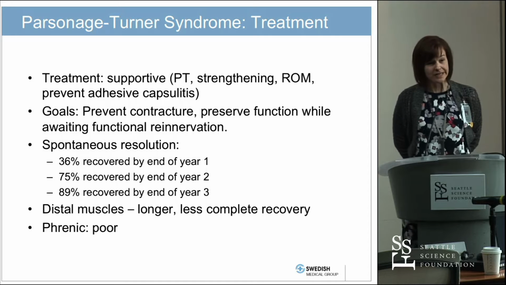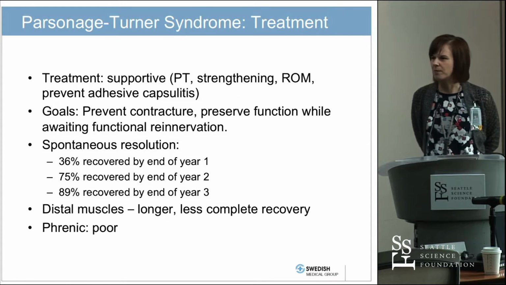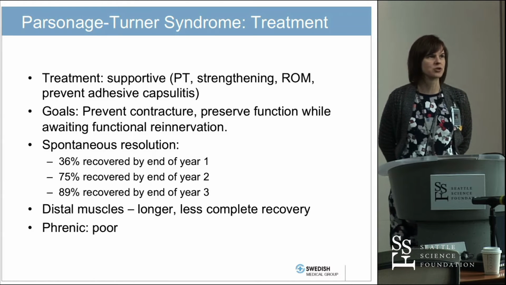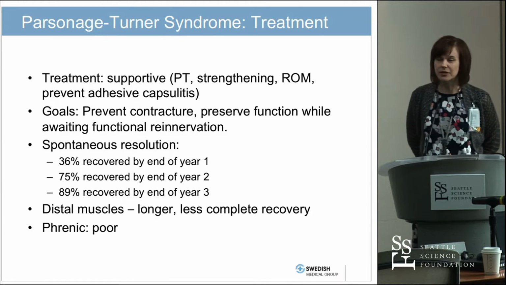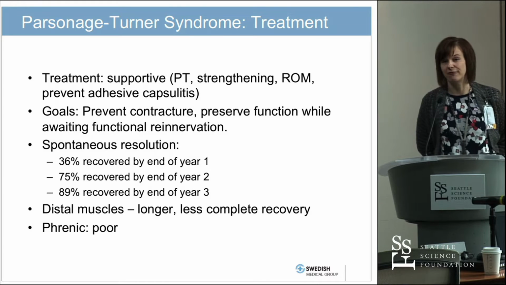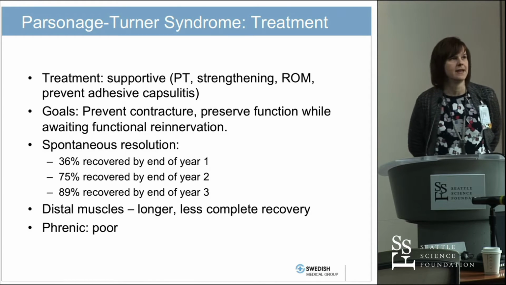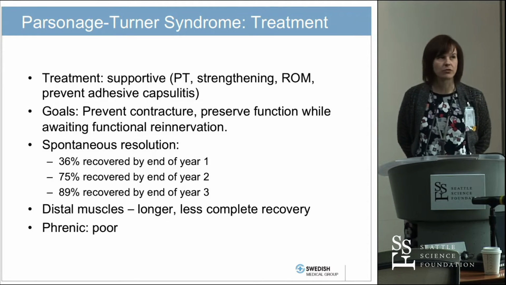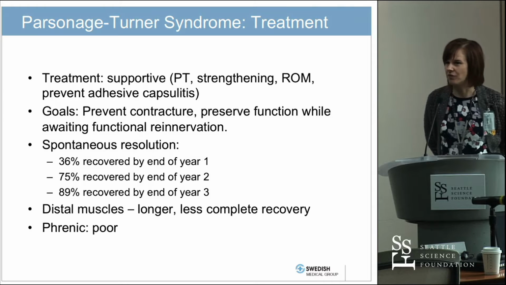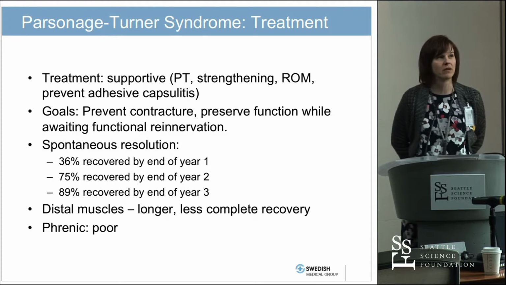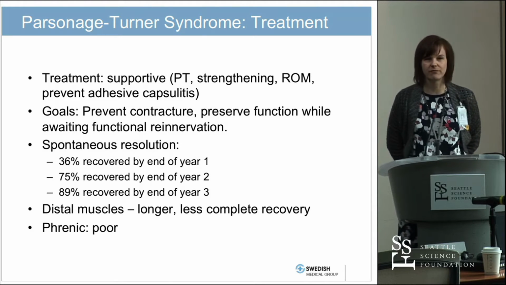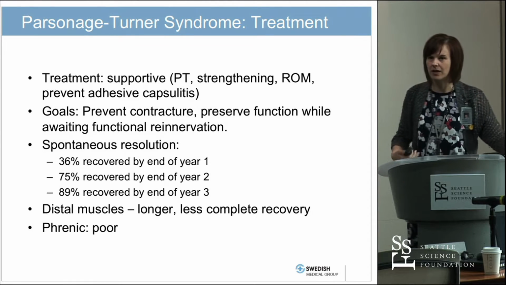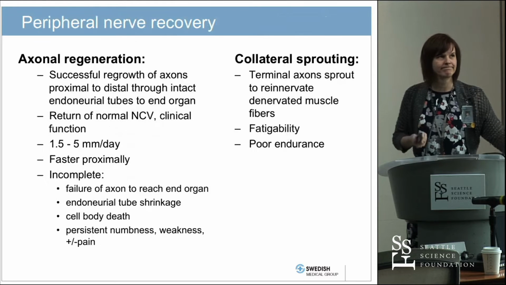So how do you treat it? It's mostly supportive with physical therapy, strengthening, range of motion. We want to prevent adhesive capsulitis and contracture, preserve function. The literature says that about 36% have recovered fully by the end of year 1, 75% by the end of year 2, and 89% by the end of year 3. If they have distal muscle involvement below the elbow, they tend to have a poorer and longer recovery course. And a phrenic nerve recovery tends to be globally poor, and patients have typically lifelong hemidiaphragm paralysis.